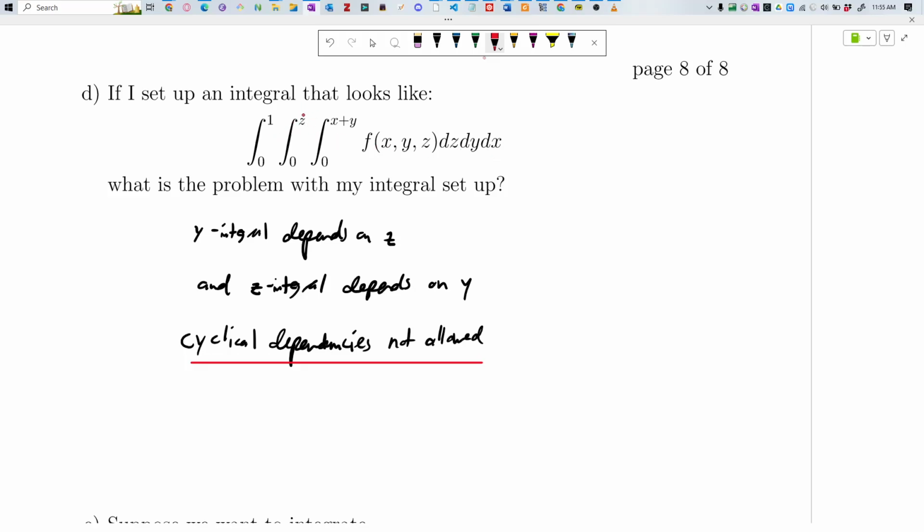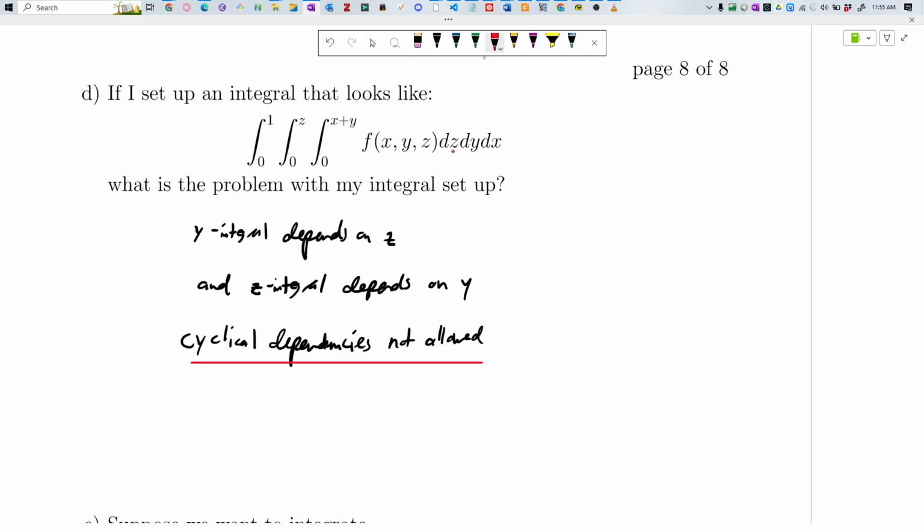Possibly it's meant to suggest that this is a typo. The one way to resolve this would be if this z was instead an x, right? So y can depend on x, and this would be fine. I don't think that this makes sense as a region. I'm trying to visualize what this would even mean. And yeah, no, it doesn't make sense.